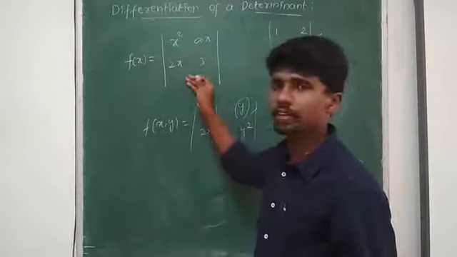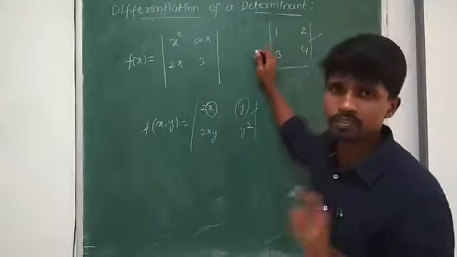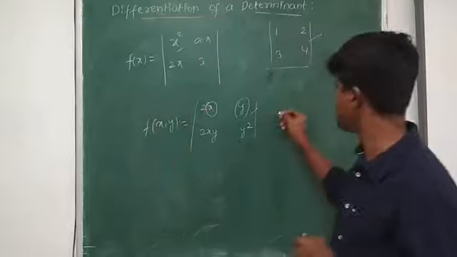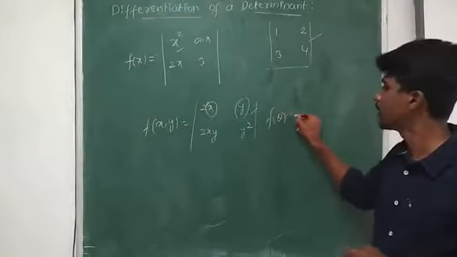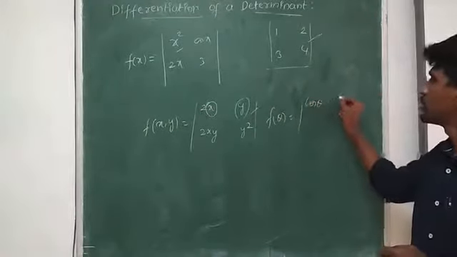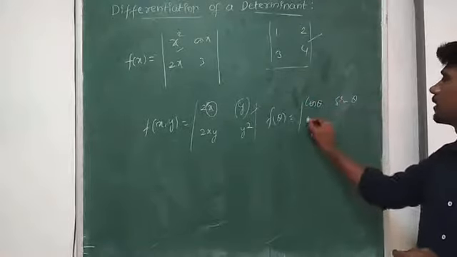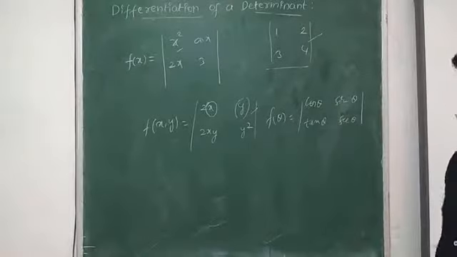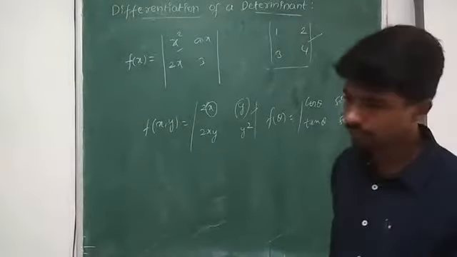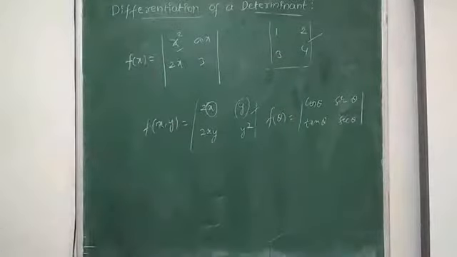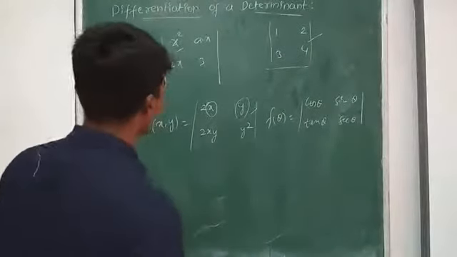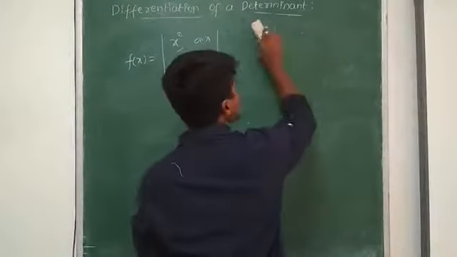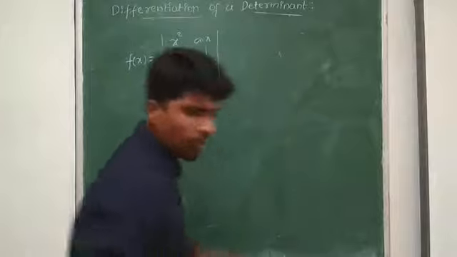We discuss differentiation of a determinant which is expressed in one variable, that might be x, or it can be theta. If I take f of theta, which is nothing but cos theta, sin theta, tan theta, secant theta, these types of things. Okay, now we see the procedure we have to follow to find differentiation of a given determinant. So if they have given a determinant, how do we find its differentiation? We have to follow a procedure.